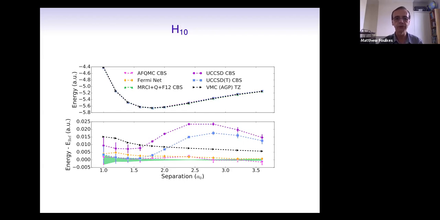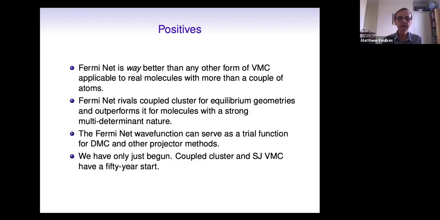So I think that's also very promising. So, positives about this approach. It's way better than any other kind of variation of Monte Carlo, any kind of trial wave function, if you want, applicable to real molecules with more than a couple of atoms. Way better. It's up there with the very best methods that have been in development for over 50 years, and we've only been at it for a year and a half.